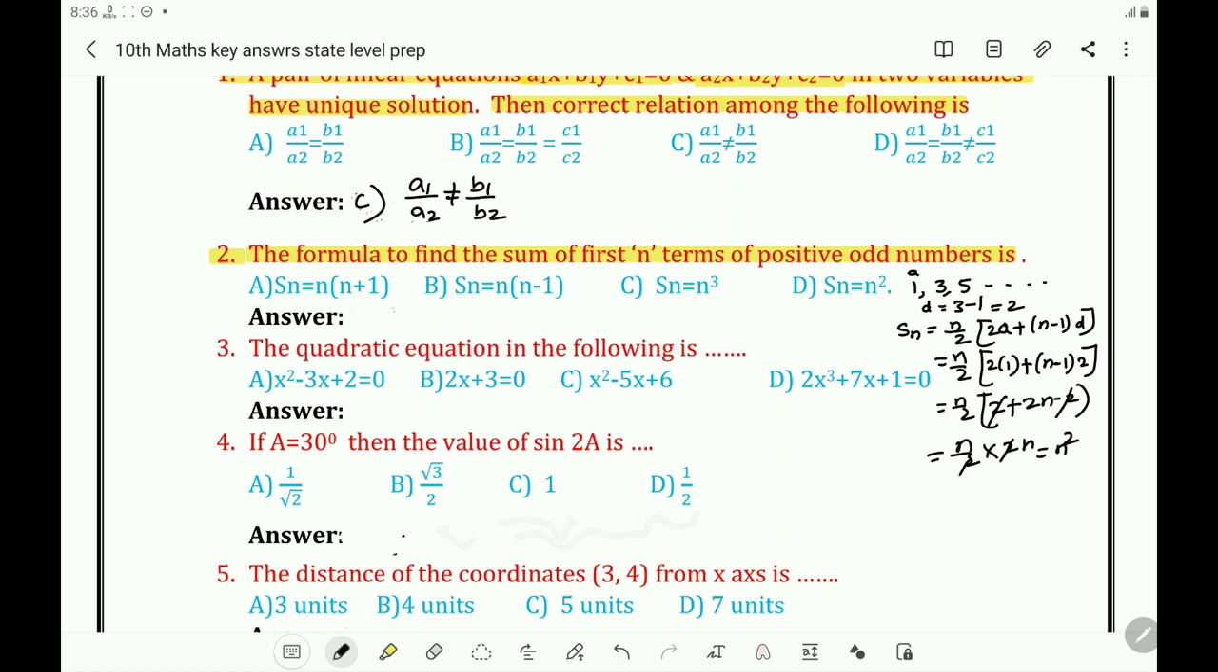So, you can have the answer. What is the answer? Answer is Sn equals n square. So, here you take the answer: option D, Sn equals n square.